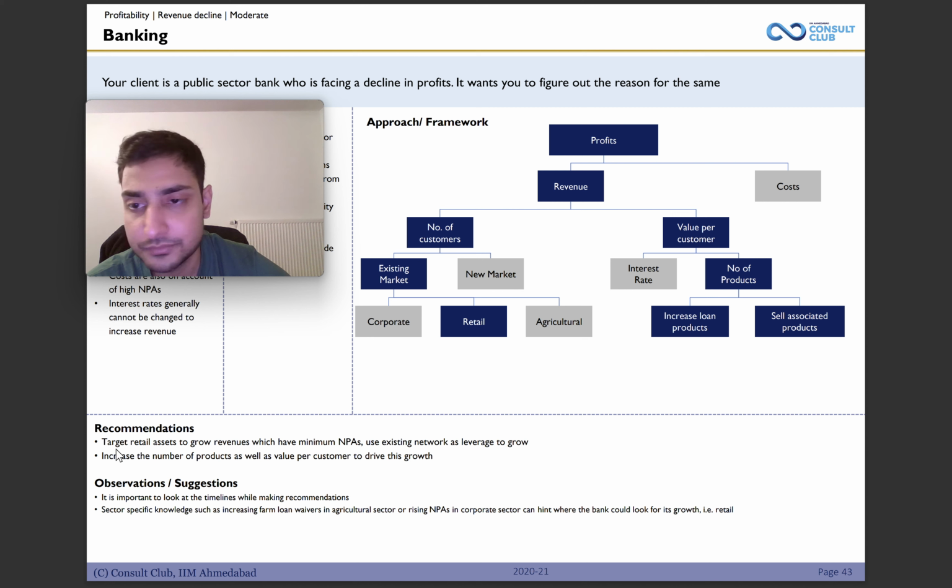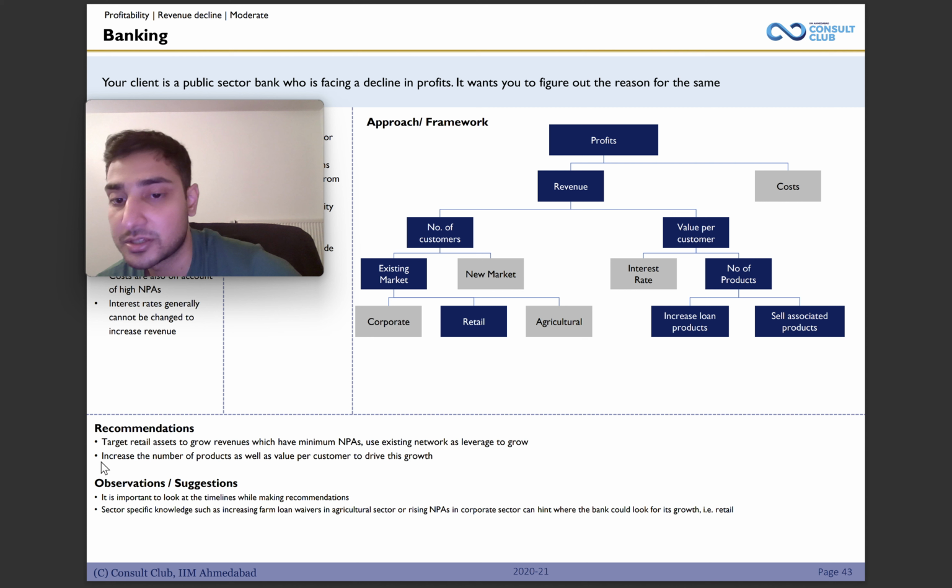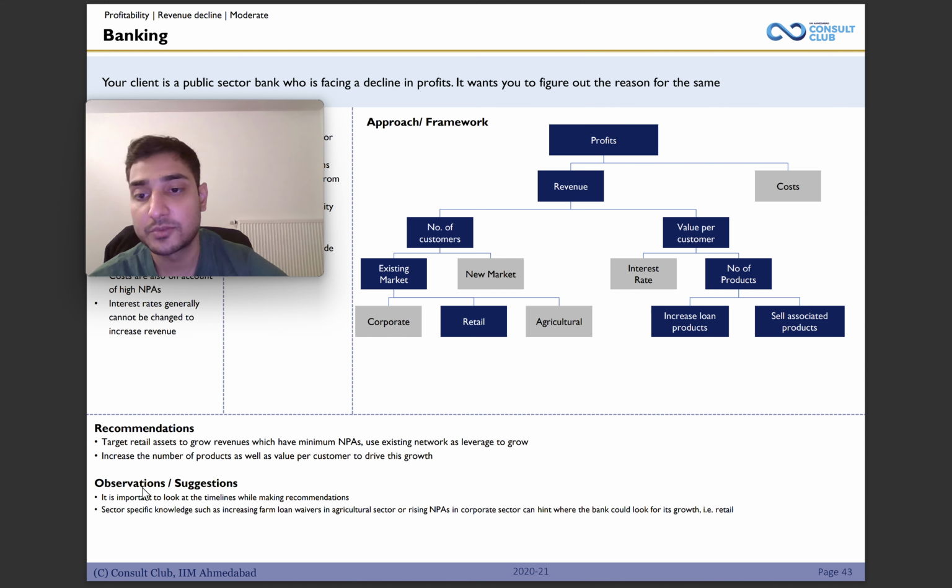Some of the observations and suggestions for the interview: it is important to look at the timelines while making recommendations. The client was also looking for a short-term recommendation, so it's very important to look at those terms as well to provide a well-catered recommendation to the client. Sector-specific knowledge such as increasing farm loan waivers in agriculture or rising NPAs in the corporate sector can hint where the bank could look for its growth, that is retail. So yeah, that is pretty much covered.